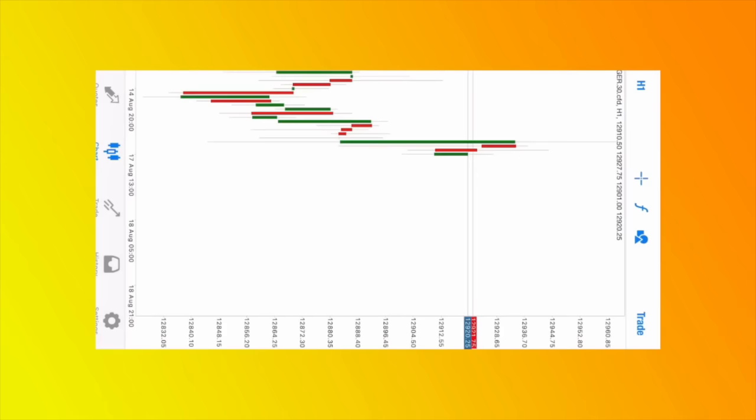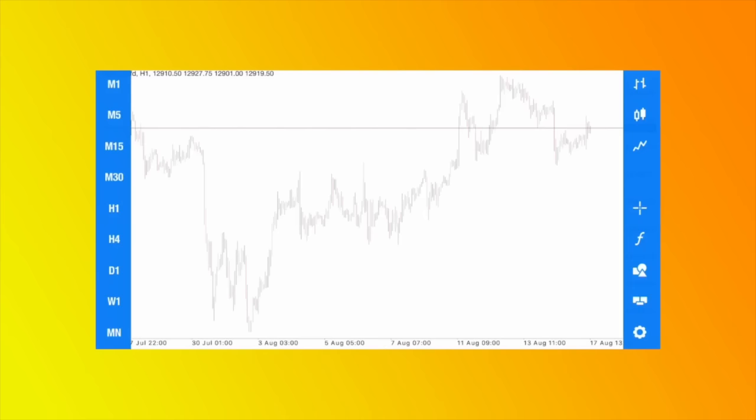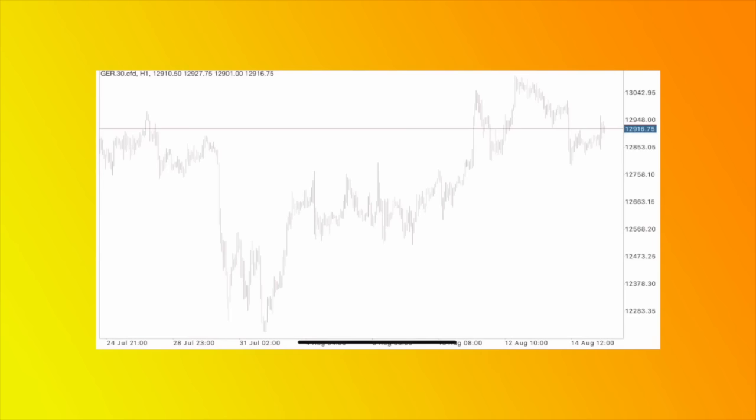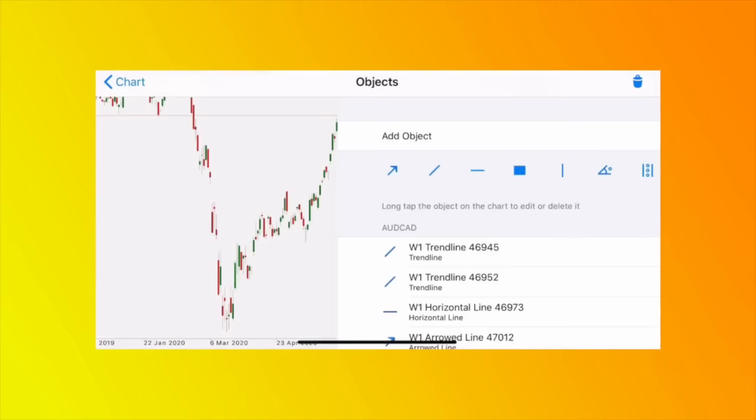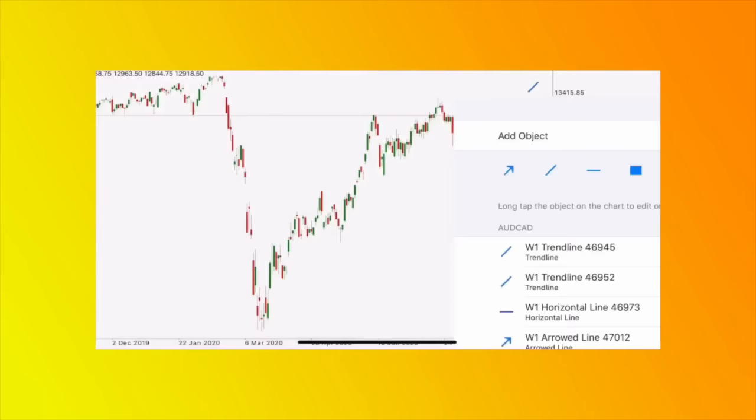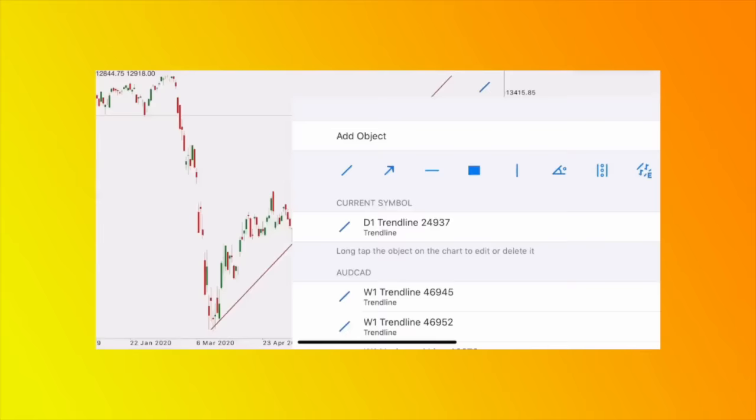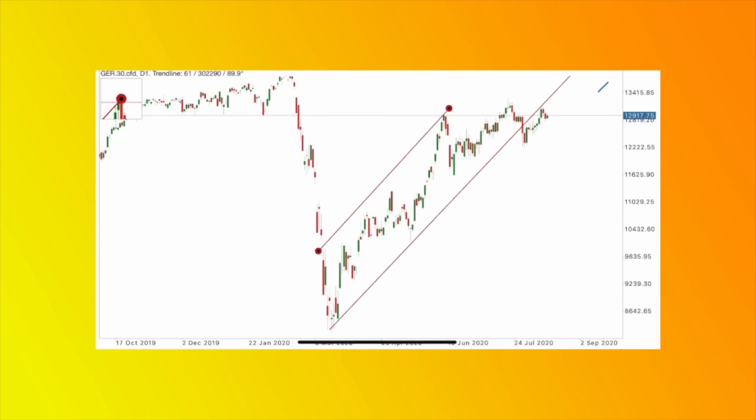So this is German 30, ladies and gentlemen. You're going to be following the very same process. I can already see selling opportunities from just looking at 1 hour, but I'm going to follow my strategy by doing what? By going to a daily time frame. On a daily time frame, we apply the very same resources that we have, which is drawing your diagonal supporting trend line as well as your diagonal resisting trend line.